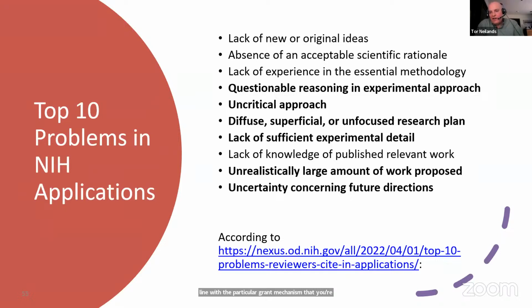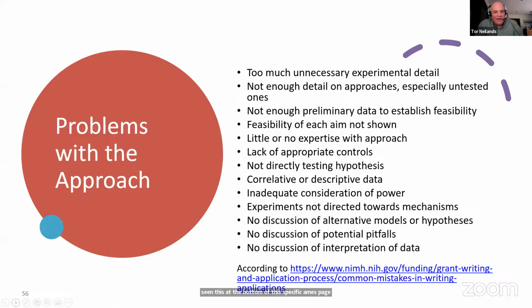And then uncertainty concerning future directions. This gets at what I was saying on the previous slide about having a wrap-it-all-up paragraph at the end about what the impact of this can be. Some applicants choose to allude to future directions as part of that ending paragraph. I've also seen this at the bottom of the specific aims page sometimes. So let's move to the next slide if we can.